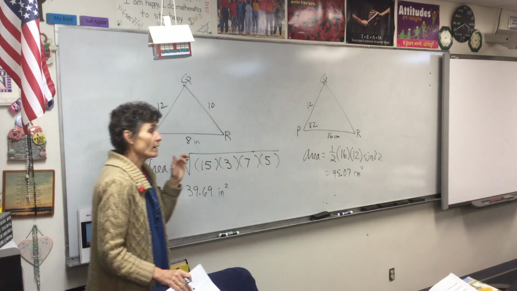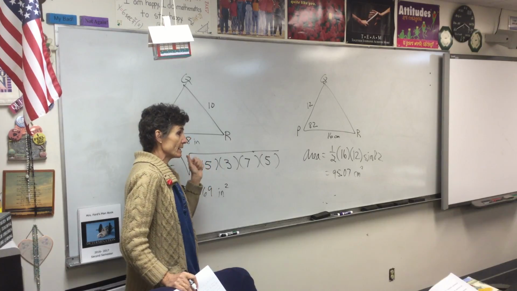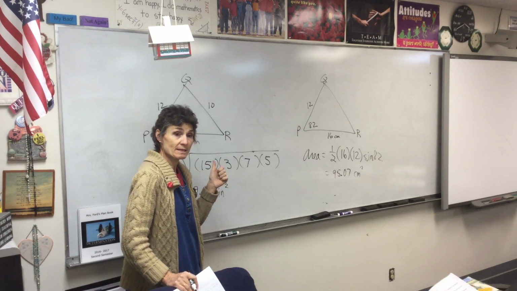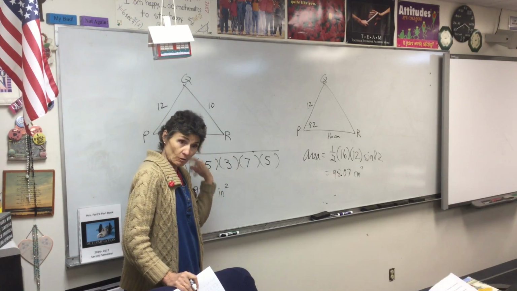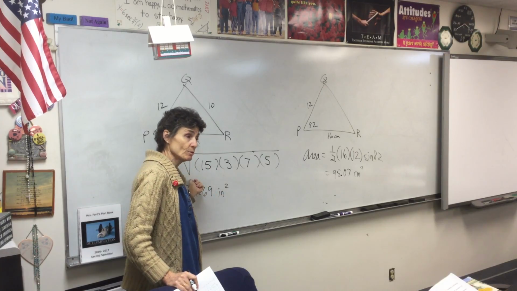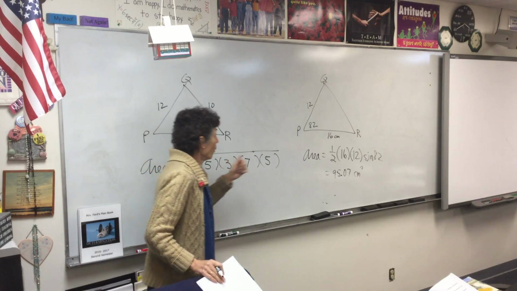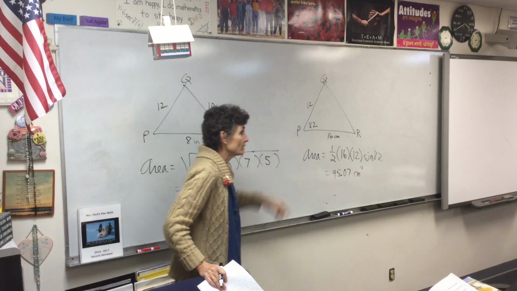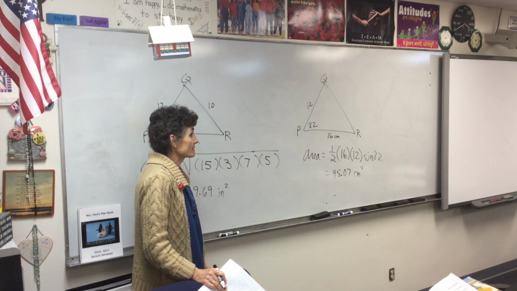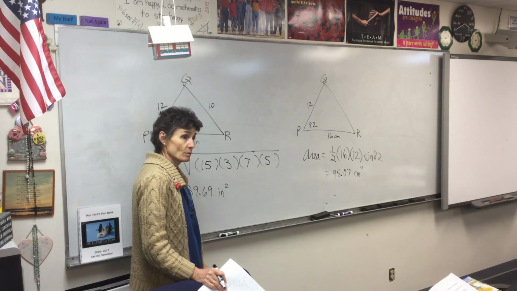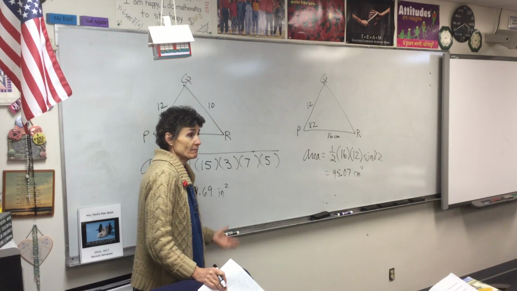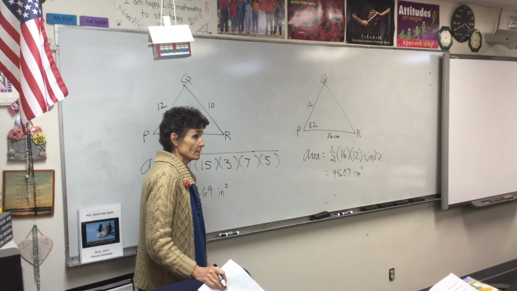Okay, so what do I need for area again? I either need an altitude, so I can do 1/2 base times side. Or I need all three sides, so I can do Heron's formula. Or I need two sides and the included angle, so I can do 1/2 side side sine. Those are the things I have to have if I'm going to find the area. Okay.